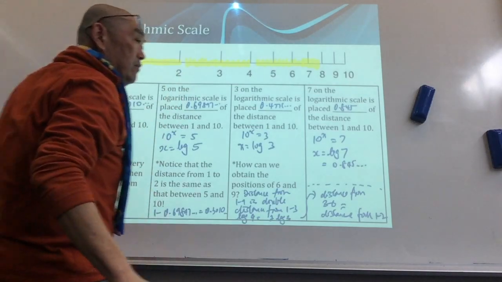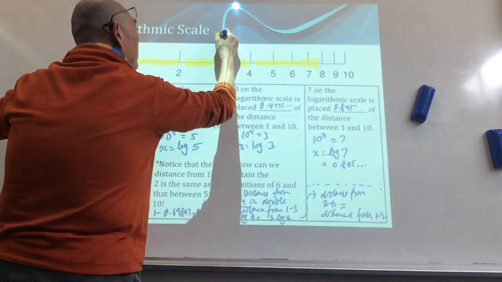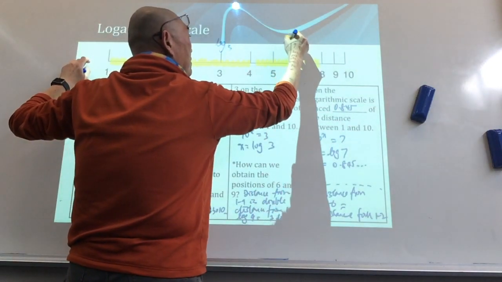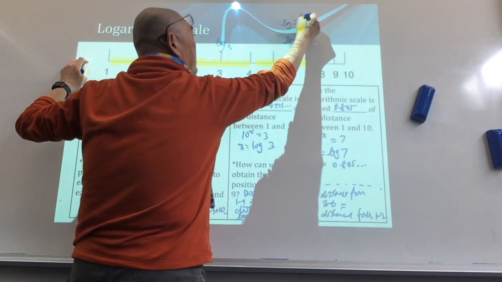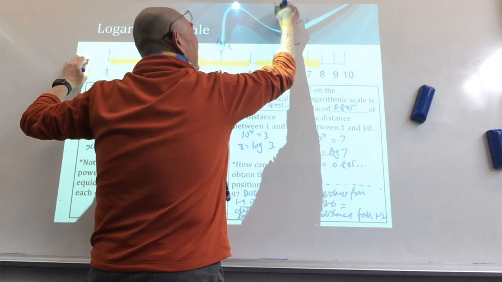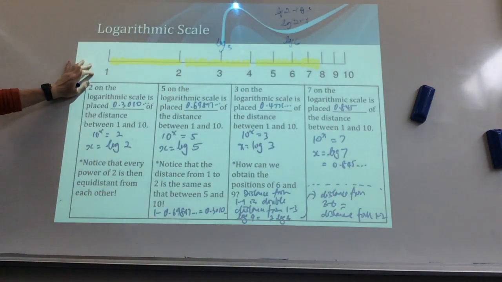If you look at the log, this is log 3. This is log 6, which is log of 2 times 3. So that's log 2 plus log 3. Yeah?